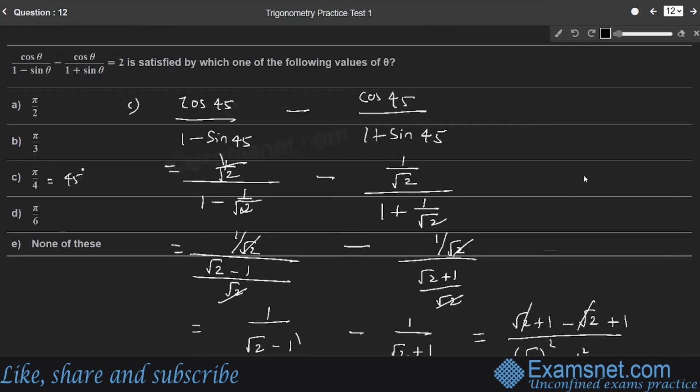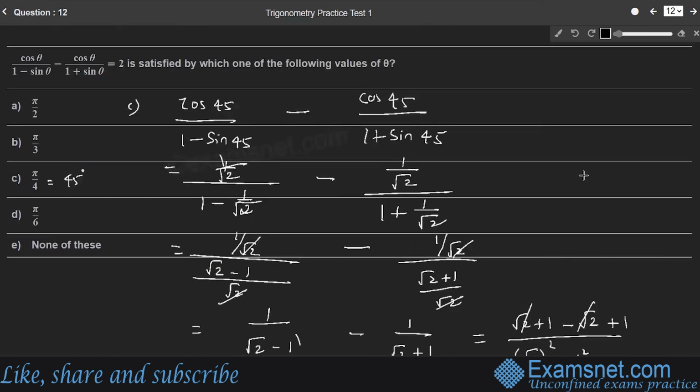Therefore, if the value of theta is pi by 4, which is 45 degree, this satisfies the given equation. So LHS will be equal to 2, which is RHS, right? So pi by 4 satisfies the equation. Therefore, option C is the right answer.